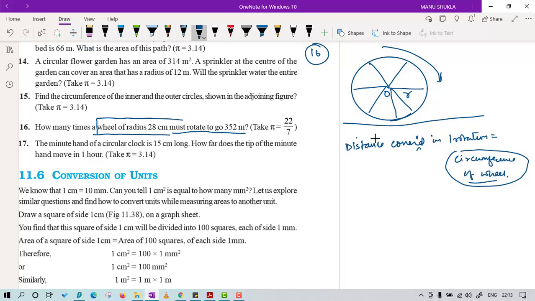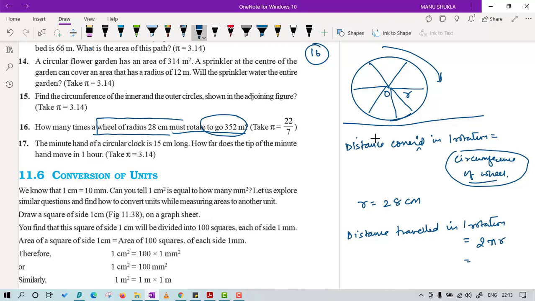Now let's see what is given. They are telling the radius is 28 centimeters. So r is equal to 28 centimeters. They are asking how many times it must rotate to cover a distance of 352 meters. This is a question of the unitary method. So first we will find how much distance is traveled in one rotation. Distance traveled in one rotation. What is the distance traveled given by? The circumference. That is 2 pi r.